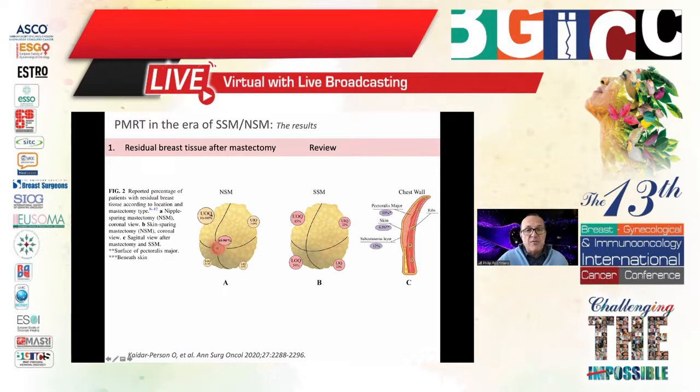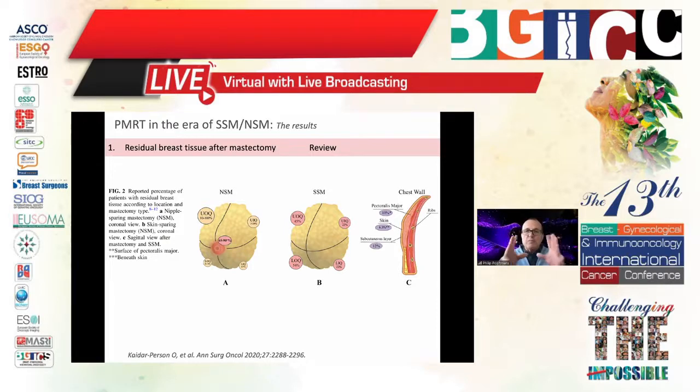In the upper outer quadrant after nipple, depending on the publication, it varies between 10 and 100%. In skin sparing, 45. If you go in nipple sparing to the nipple areolar complex, in 65 to 90% of the patients, there is residual breast tissue after the mastectomy. And this defines, together with the draining lymphatics, the risk for having subsequent cancers.